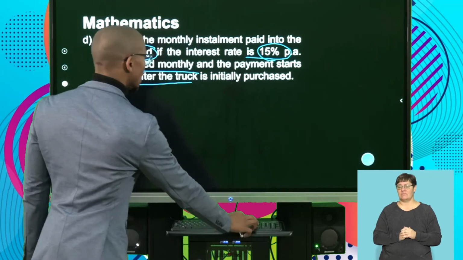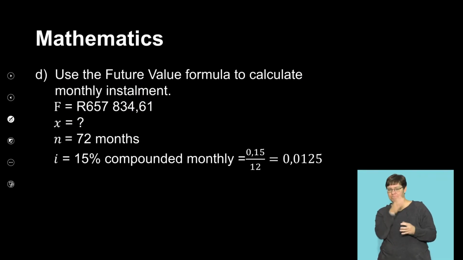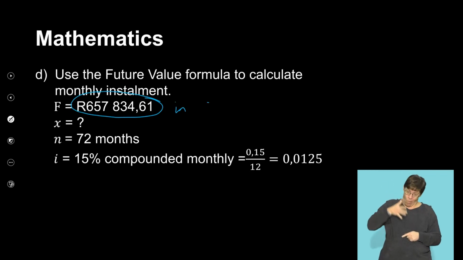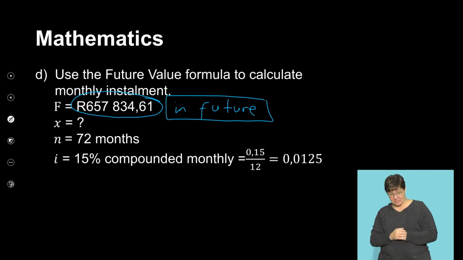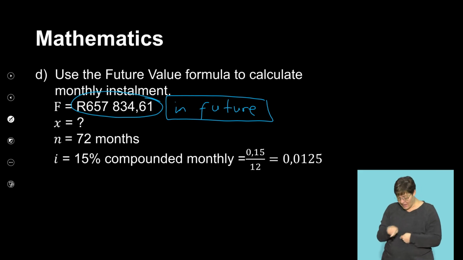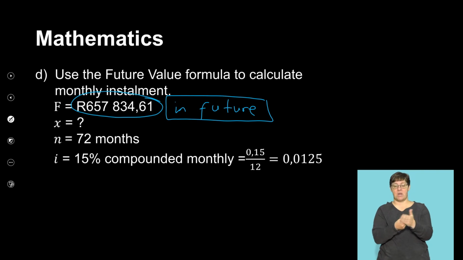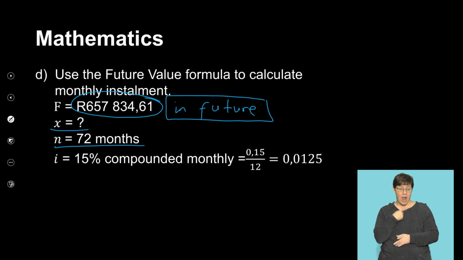Now, remember, we need the future value formula. Why future value? Because this is the amount I want to get in future. It's not the amount I have now. I want to get this amount in future, so that when I sell the truck that I have for the amount I'm selling it for, I can accumulate this much, withdraw it and top it up, and buy the new truck that I want. The number of months, or number of payments, will be 72. I want X because I don't know how much I must pay per month. And the interest rate will be the 15% that the bank says they are giving me.